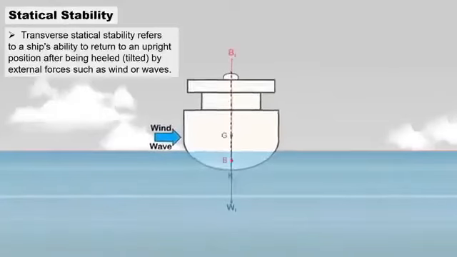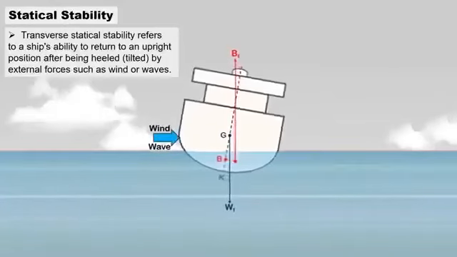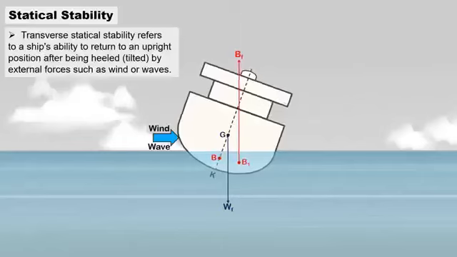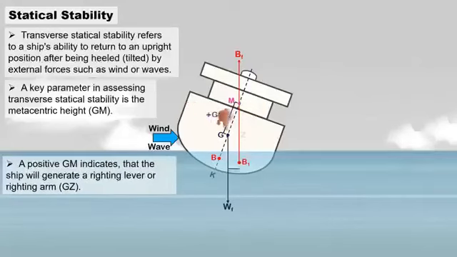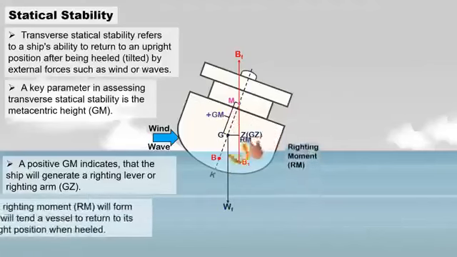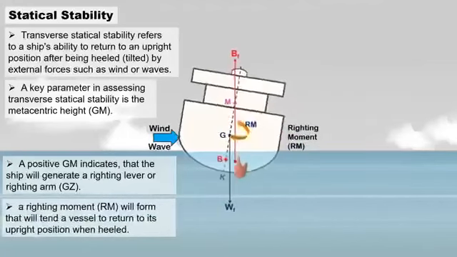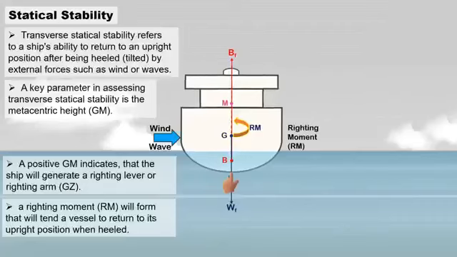This form of stability focuses on the ship's initial response to heeling, and is primarily concerned with the relationship between the center of gravity and the center of buoyancy. A key parameter in assessing transverse statical stability is the metacentric height, GM, which is the distance between the center of gravity, G, and the metacenter, M. A positive GM indicates that the ship will generate a righting lever or righting arm, GZ, so a righting moment will form that will tend to return a vessel to its upright position when heeled.